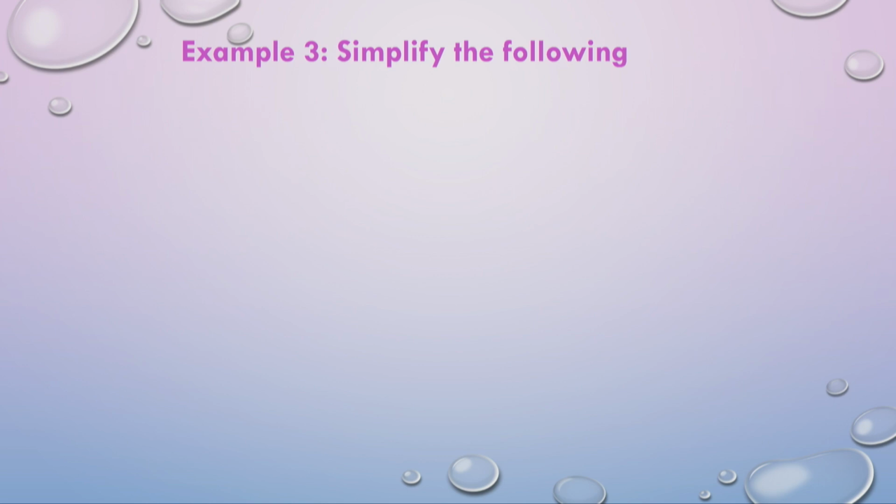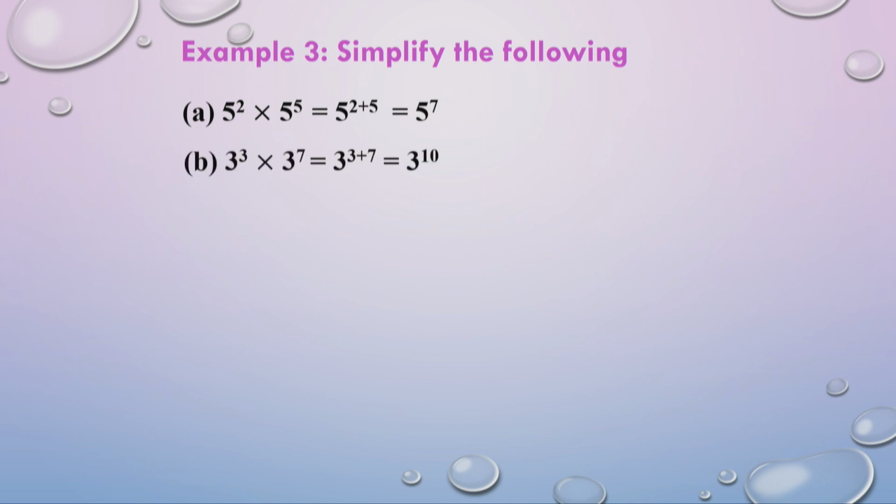Now let us take a few examples. First one, 5 to the power of 2 times 5 to the power of 5. So we can see that we have the same base. What we have to do is just add the powers. So 5 to the power of 2 plus 5, which is 5 to the power of 7. Part B, 3 to the power of 3 times 3 to the power of 7 will give me 3 to the power of 10, that is 3 plus 7.